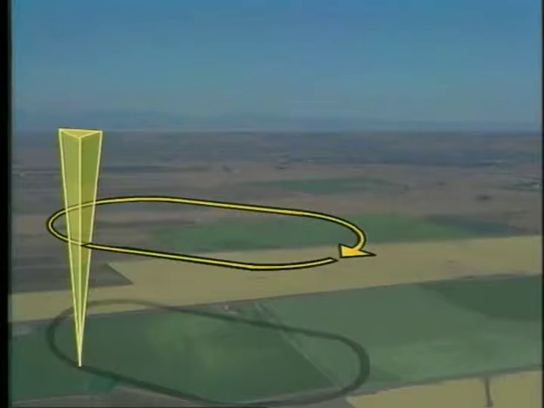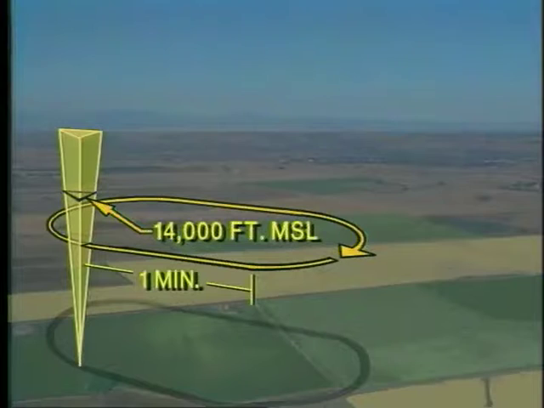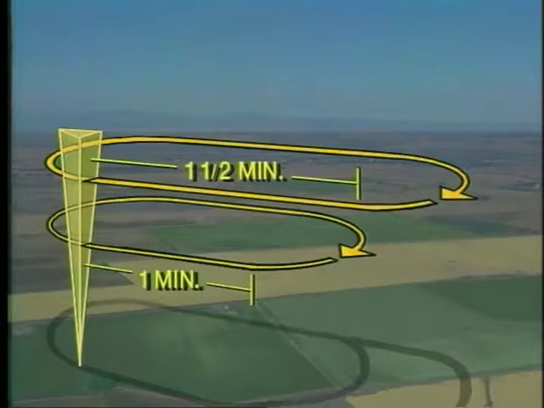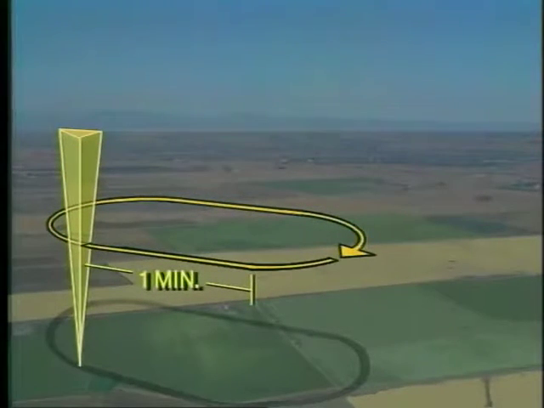Unless specifically stated in your clearance, the length of each holding leg is determined by time. The timing of each inbound leg is 1 minute when you're holding at or below 14,000 feet, and 1.5 minutes when holding above 14,000 feet. For simplicity, let's use 1 minute legs for the rest of the discussion.